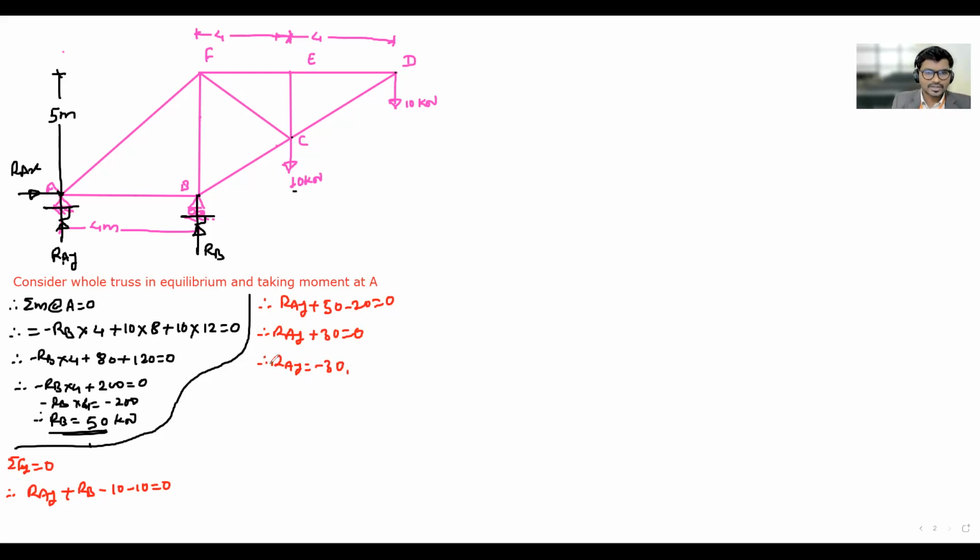We got the minus sign, right? Yes, sir. And what does that minus sign indicate? Assumption of direction is wrong. So therefore RAY is equal to plus 30 kilonewton vertically downward. So show the correct direction here and change the direction. Show the correct direction of RAY.